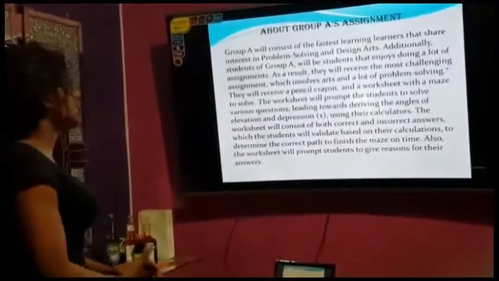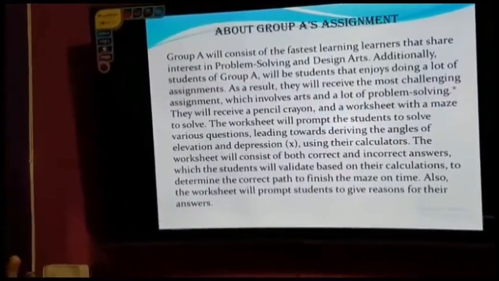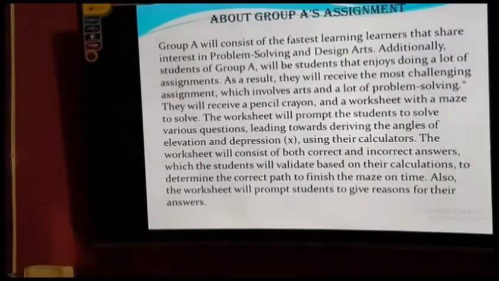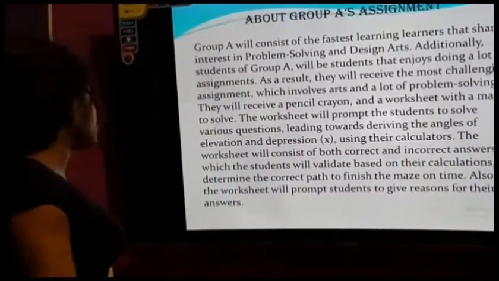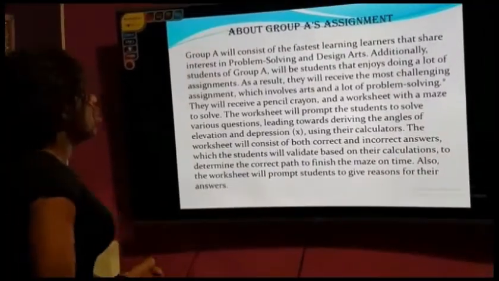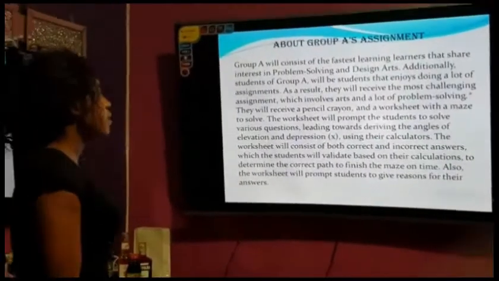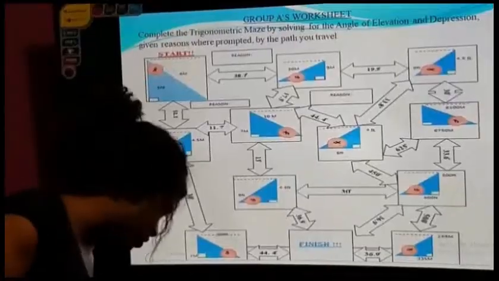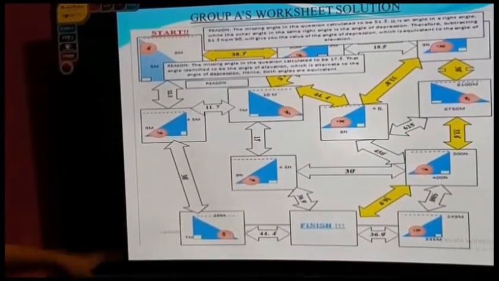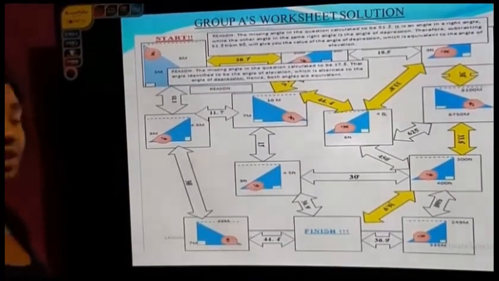Alright, so about Group A's assignment. Group A will consist of the fastest learners that share interest in problem solving and design arts. Additionally, students of Group A will be students that enjoy doing a lot of assignments. As a result, they will receive the most challenging path to travel, right? So Group A presents this, and this is the correct answer they obtained, right, students?